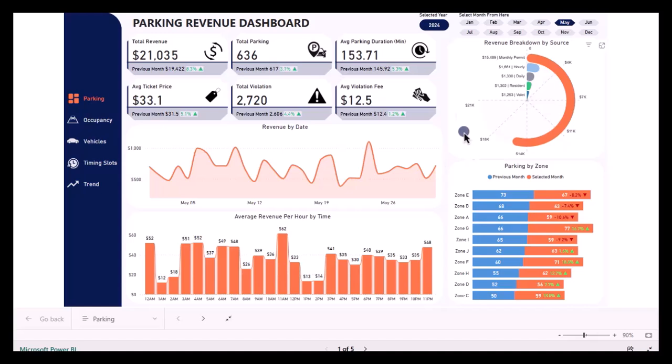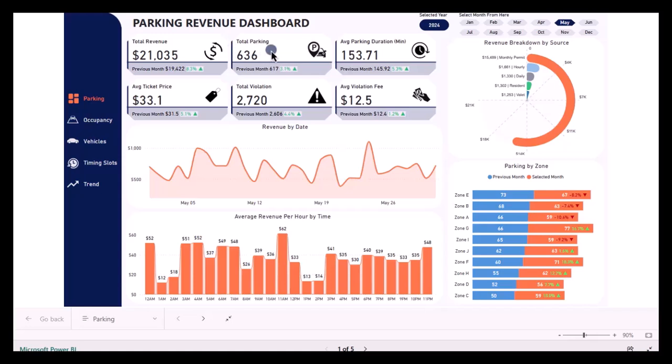Now let's start with the top section, which gives a high-level summary of your performance. First of all, we have our total revenue. This shows you exactly how much money you made in the month of May, which is $21,000. This arrow tells you it's an 8.3% increase compared to the previous month. You can track your growth over time with this metric.